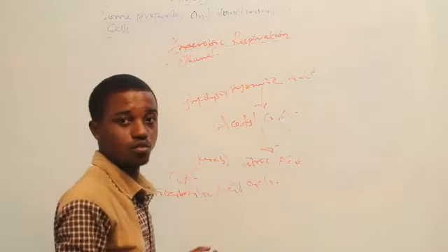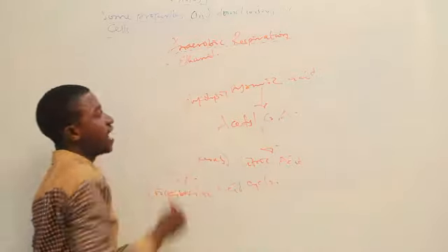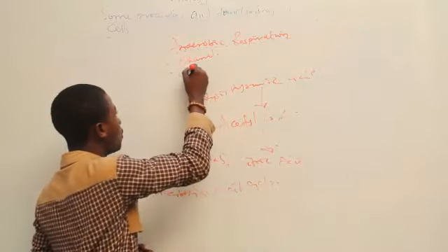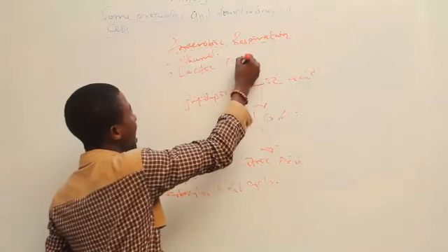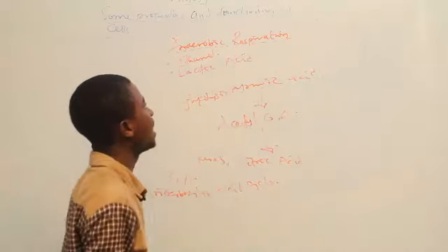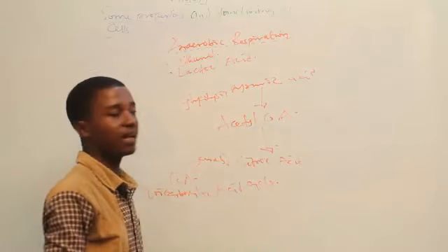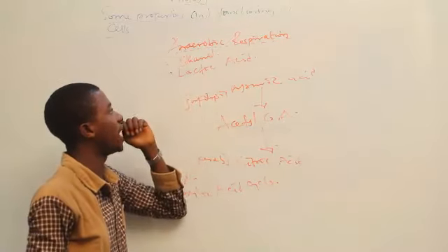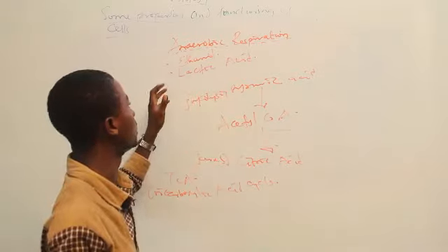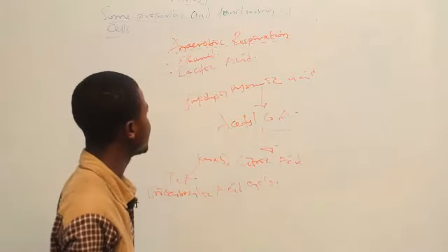Anaerobic respiration in plants will form what we call ethanol. In the muscle of animals, it will form what we call lactic acid.